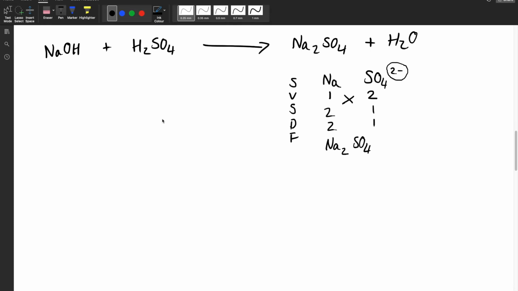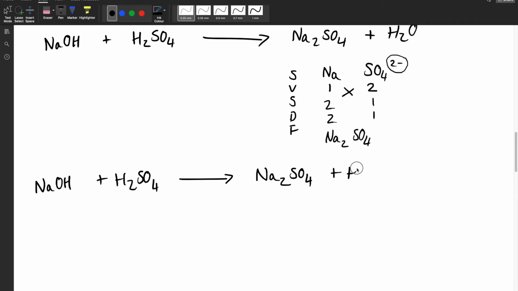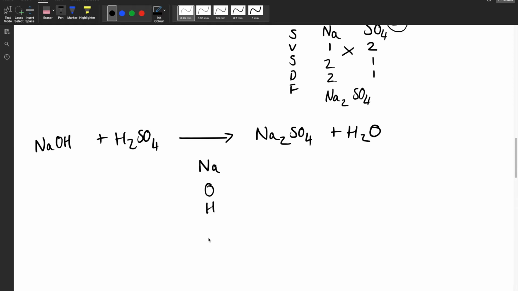So our next step is to take this equation and make sure that it's balanced. This is actually really just our first step still. So let's make sure this is balanced. Let's write it out again. So we've got sodium, we've got oxygen, we've got hydrogen, and we have sulfur. Okay, so sodium, oxygen, hydrogen, hydrogen again, sulfur, and oxygen again.